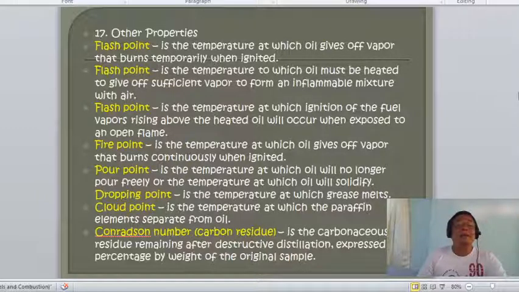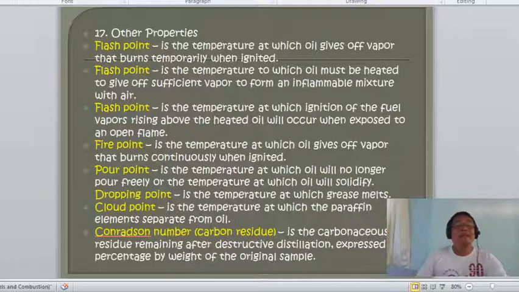Another, we have fire point. Fire point is the temperature at which oil gives off vapor that burns continuously. Take note, continuously when ignited. From the word fire. Another is pour point. This is the temperature at which oil will no longer pour freely, or the temperature at which oil will solidify.